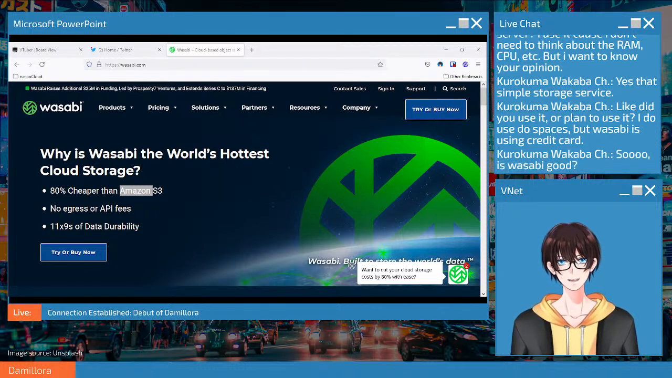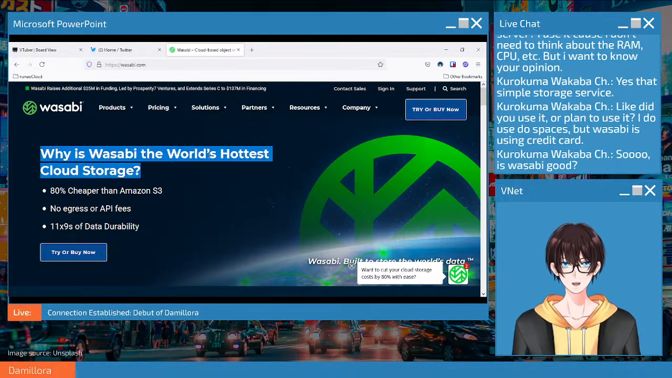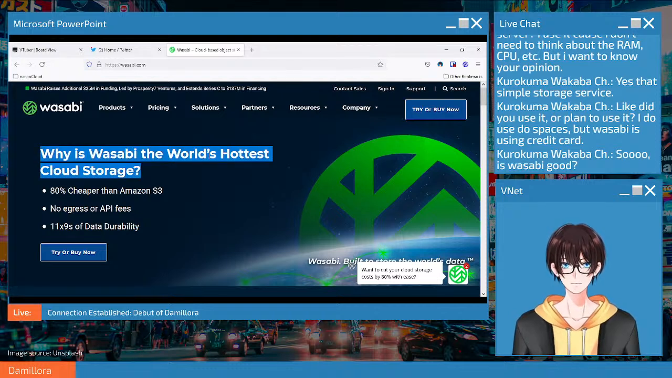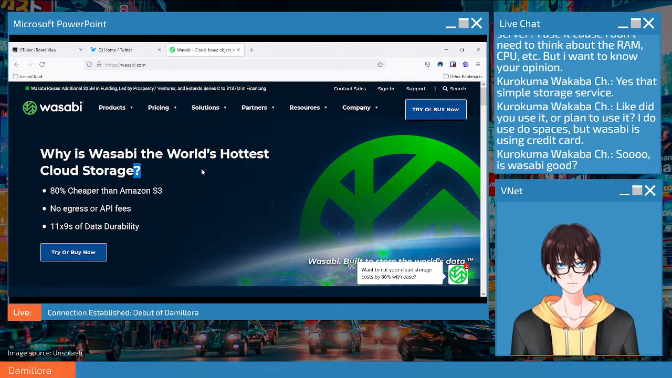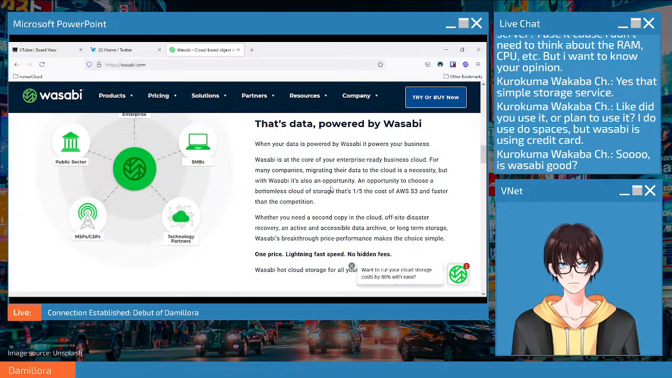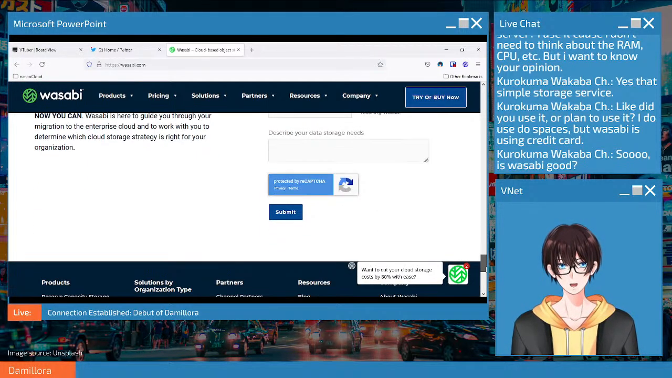So is Wasabi good? I've been using it for almost 2 years, almost at the same time as Hetzner. But yeah, I really like it. I also really like Wasabi because they're quite good and they're very cheap. Okay, I just really like this.